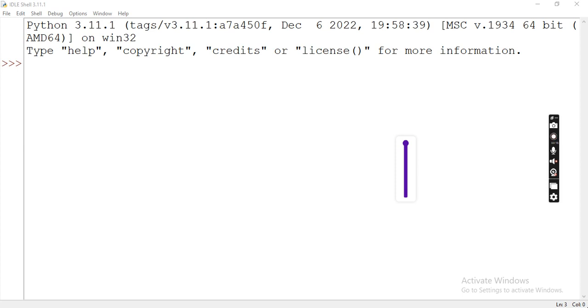Now, we have 6 relational operators in the Python programming language. The first one is the equals to. Notice that it is different from the single equals to. Equality in Python is denoted by double equals to symbols. The next one is not equals to. The next one is greater than. The next one is less than. The next one is greater than or equals to. The next one is less than or equals to.